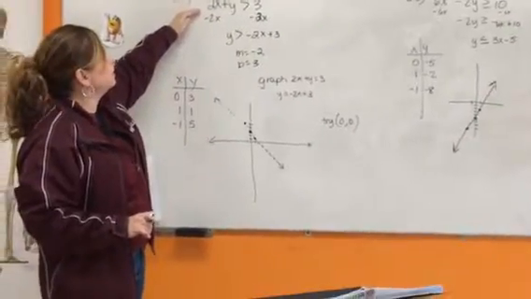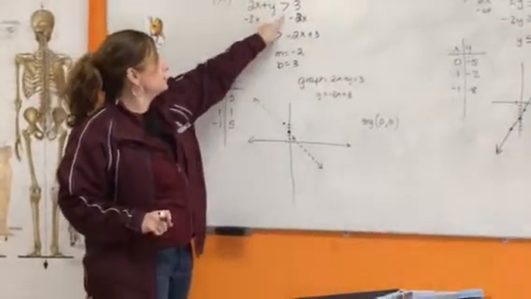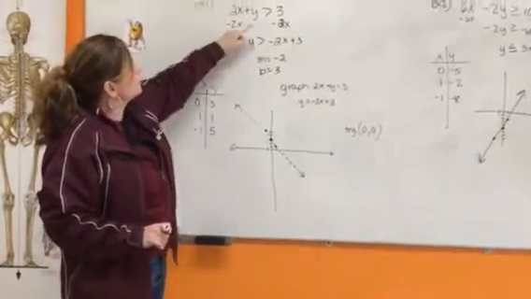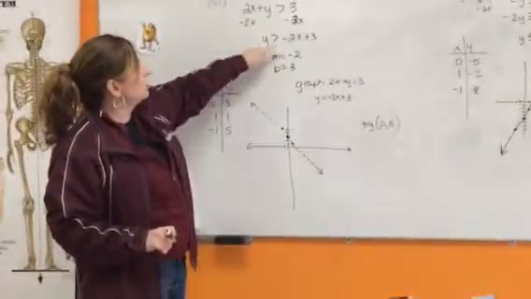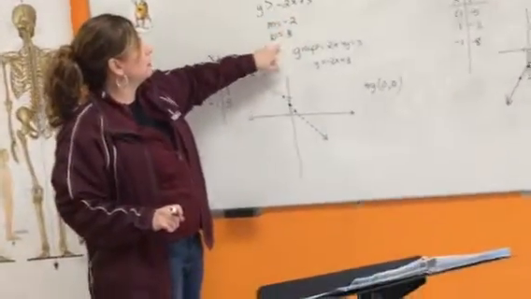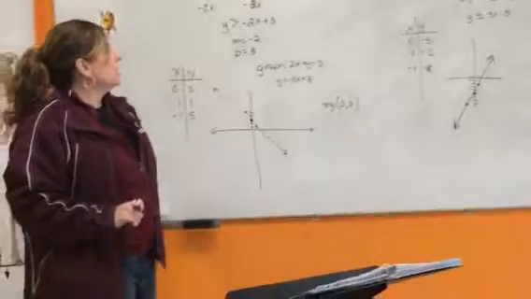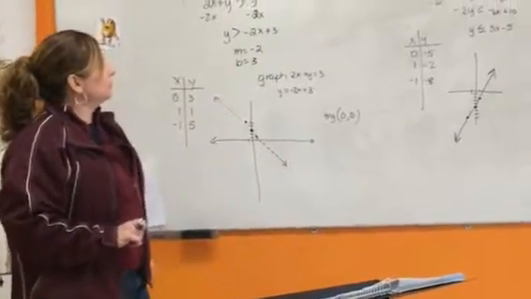This is an example. You're going to solve it just like it's an equal sign. Pretend it's an equal sign. Subtract 2x on both sides. You're going to get y is greater than negative 2x plus 3. The slope is negative 2. The y-intercept is 3.